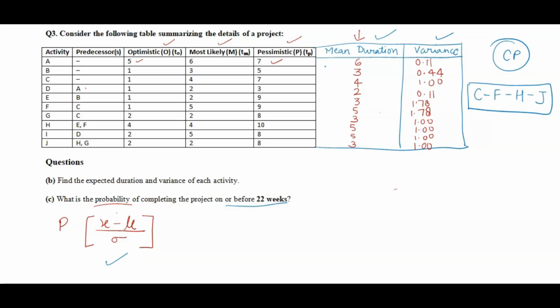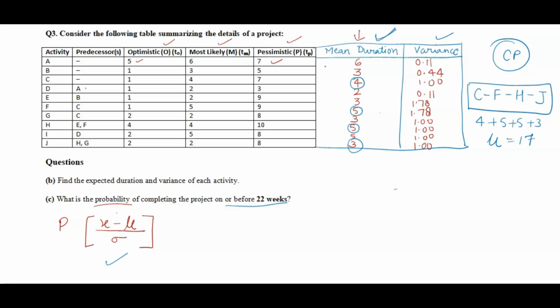For these 4 activities we have to take the mean duration and sum it. So for activity C, this is the critical path, then after C it is F. So for F activity this, H activity this, and then J activity this. 4, 5, 5, 3. Okay, 4, 5, 5, 3. So we will get here 70. And this is the mu.